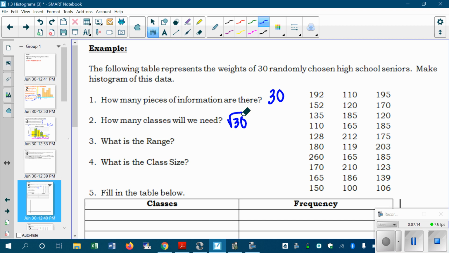We're going to take the square root of that and round up. Then, I'll let you do that on your own. And we're going to determine the range. The range is the highest number minus the lowest number. Those are the max and the min. So subtract those to find the range.